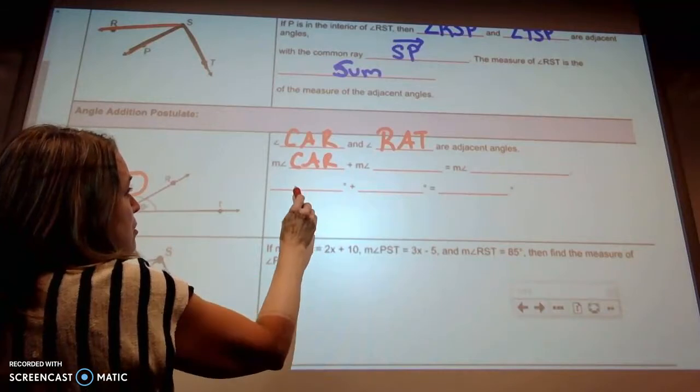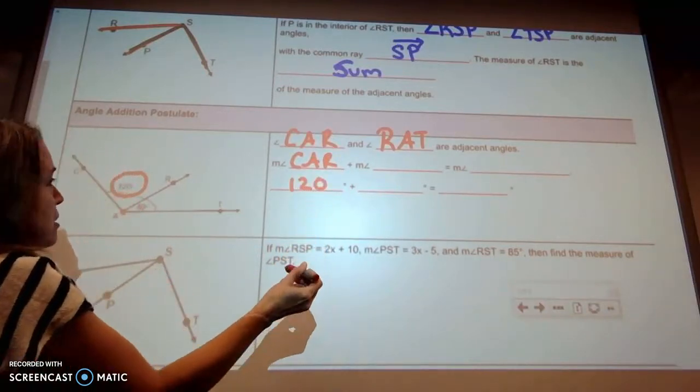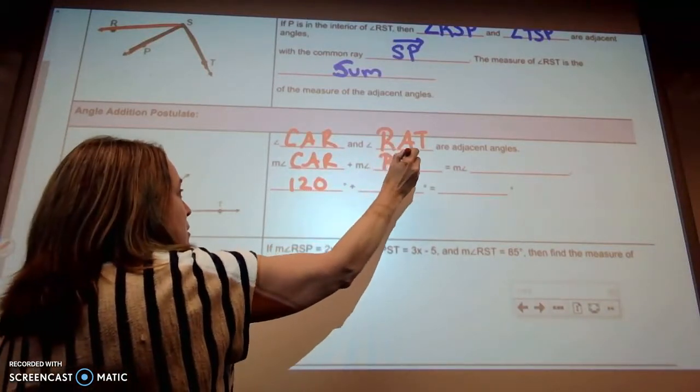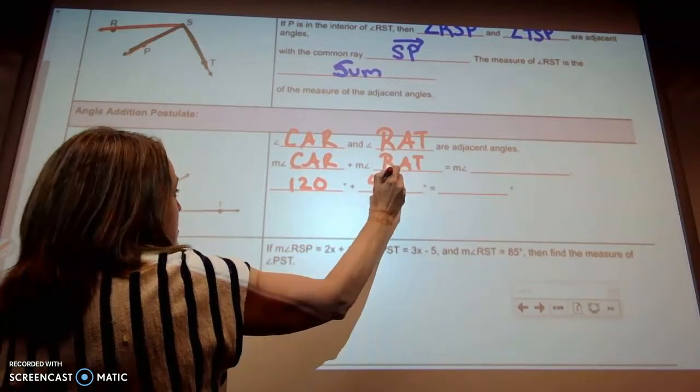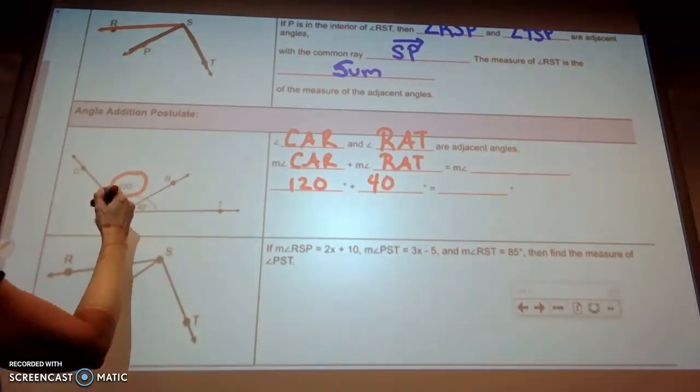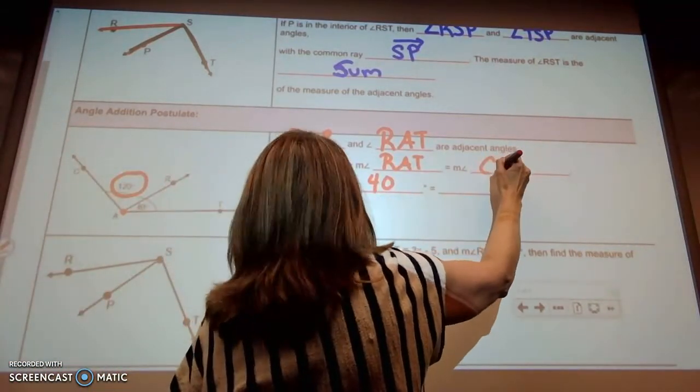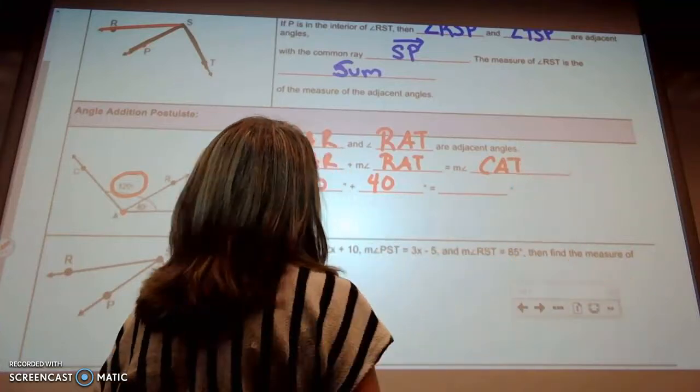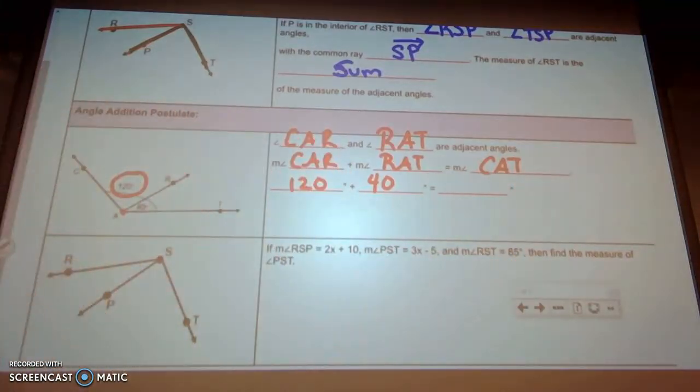Right? CAR is 120. What is RAT then? I think it's 40. That's what it says in the drawing, because it says it, right? Right. That equals the whole thing, CAT, cat. So it would appear that a car plus a rat equals a cat.